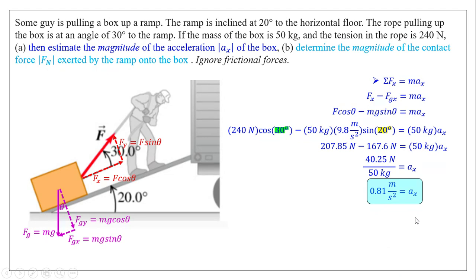And it says for magnitude, so I don't really care for the direction. So let's do part B. Part B asks us to find the magnitude of the normal force.